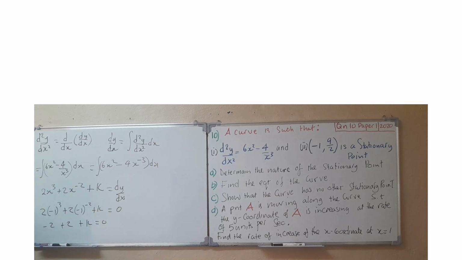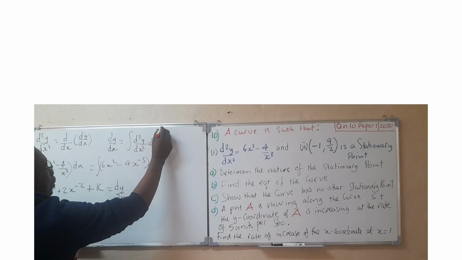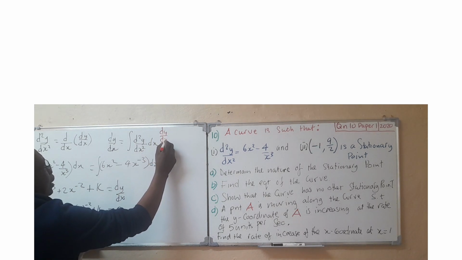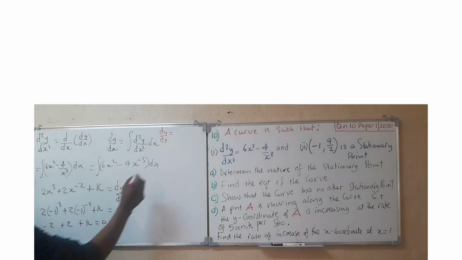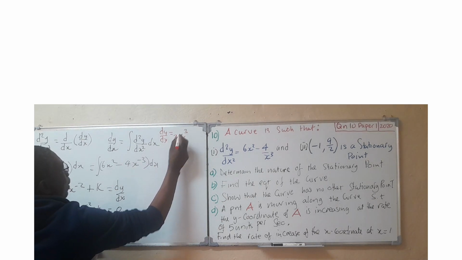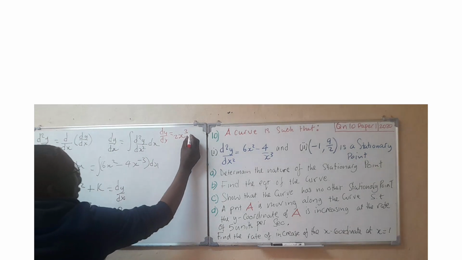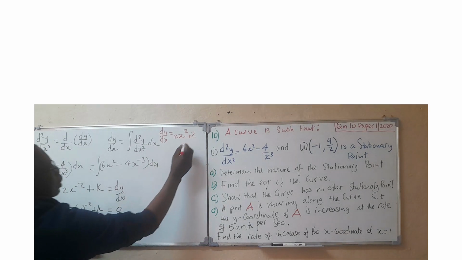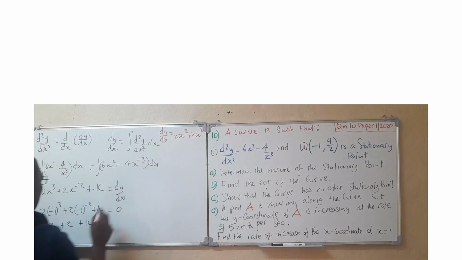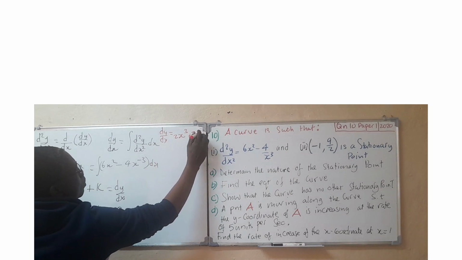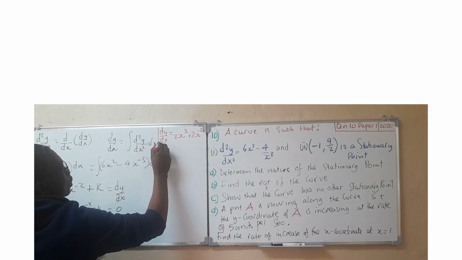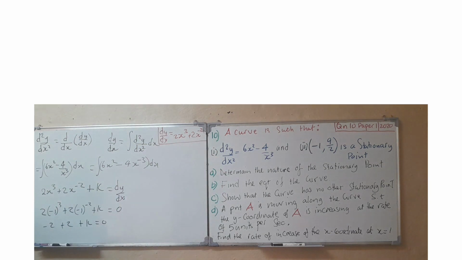So the expression for dy/dx, let's put it up here somewhere. Our expression for dy/dx will then be dy/dx equal to this one here, 2x to the power 3 plus 2x to the power minus 2, sorry, to the power minus 2 there. So put it inside our nice little box there. So that's our expression for dy/dx.